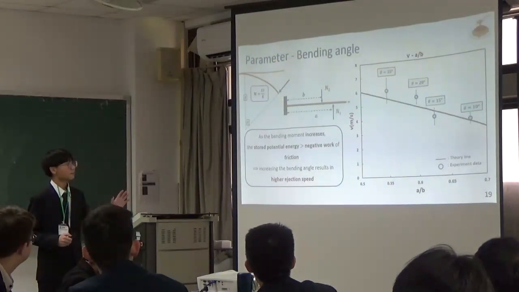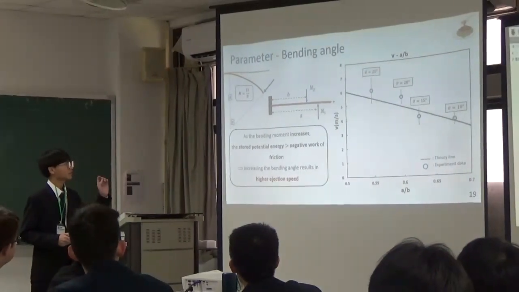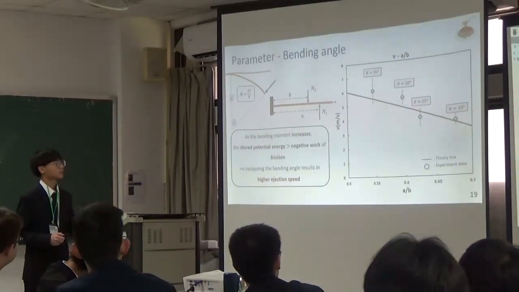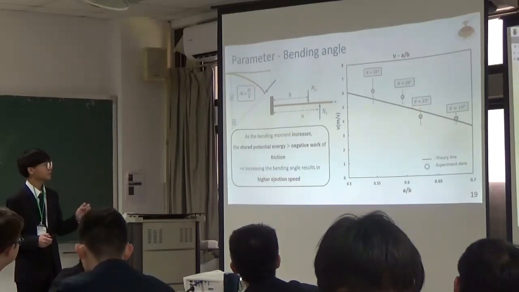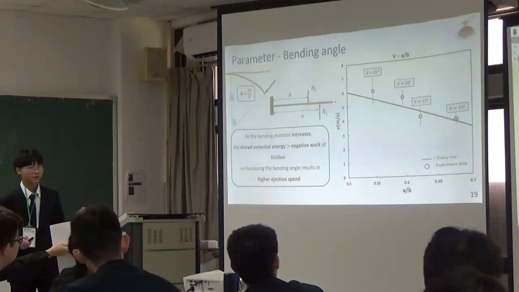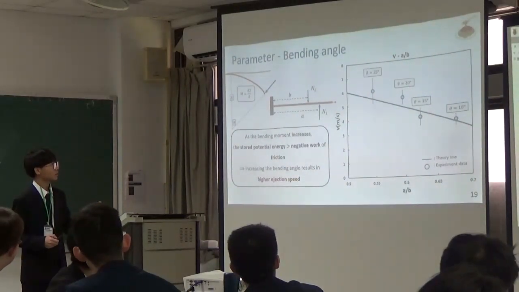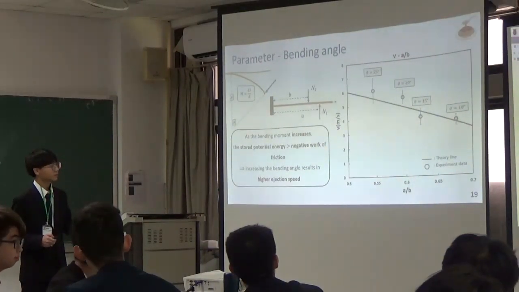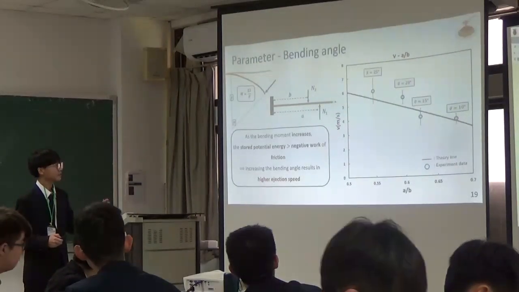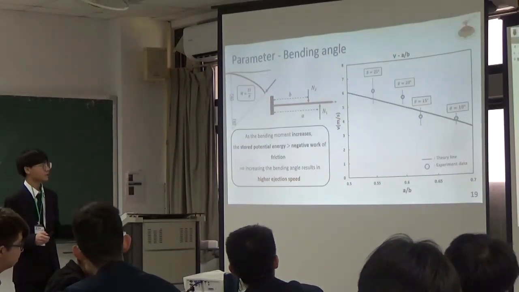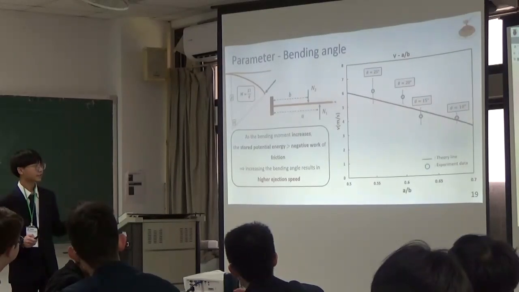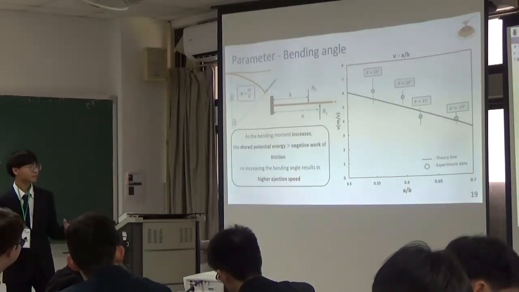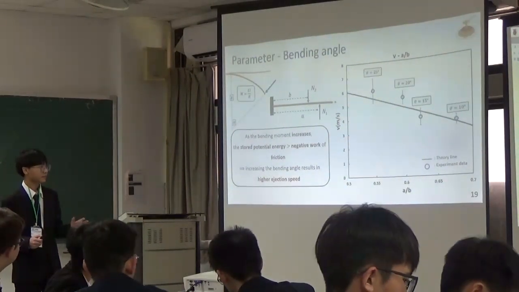As you can see, when the angle of the bending tube is higher, the curvature will be higher. So as the bending moment increases, the stored potential energy will be higher than the negative work of friction, and increasing the bending angle leads to a higher ejection speed.